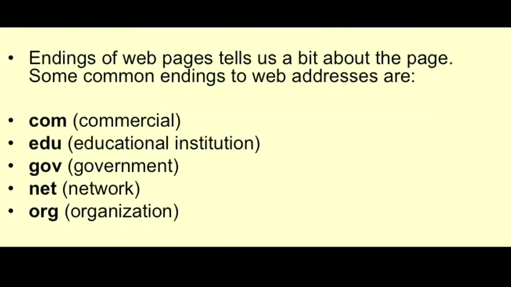Most of us are used to these following things like .com, the domain .com. What does .com mean? The ending of a website always tells us a little bit about the website or about the page. Some very common ones: .com means it's a commercial website. .edu is an educational website.